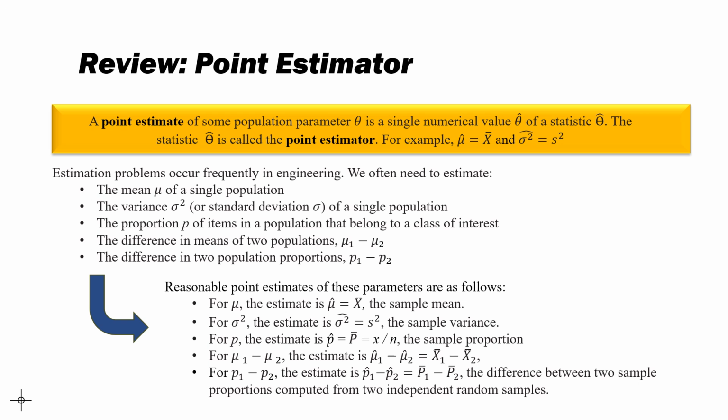While point estimates provide a concise and practical way to estimate population parameters, they are subject to sampling variability and do not account for the uncertainty inherent in the estimation process.